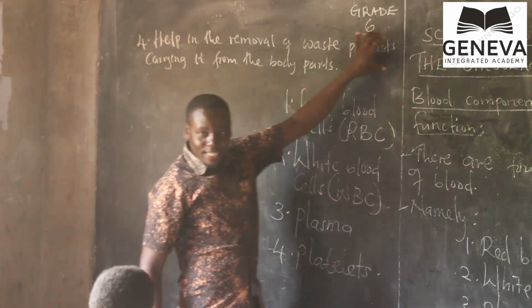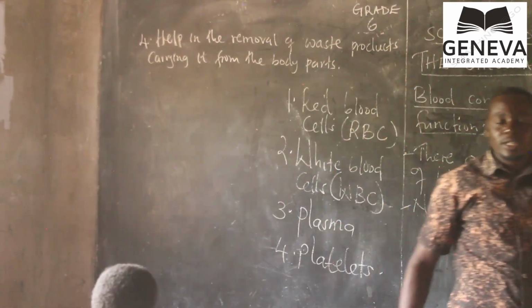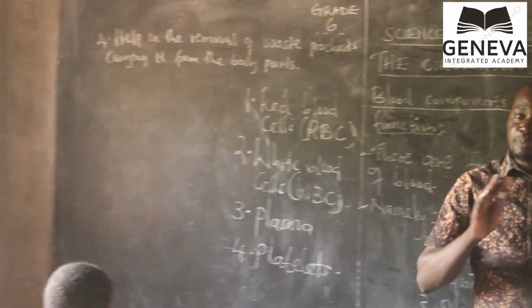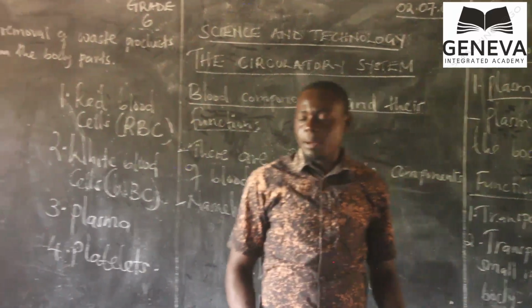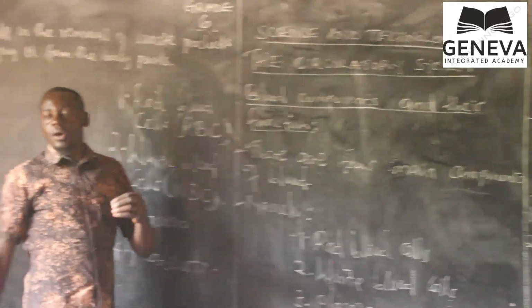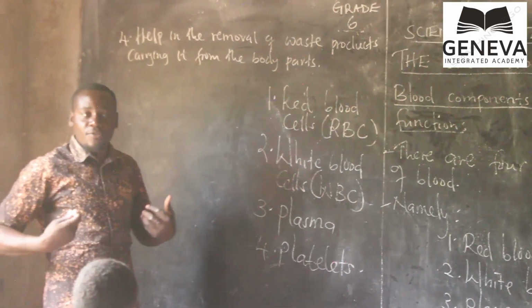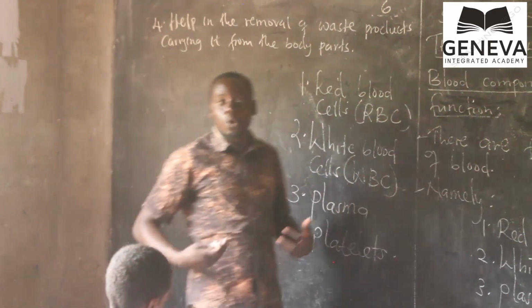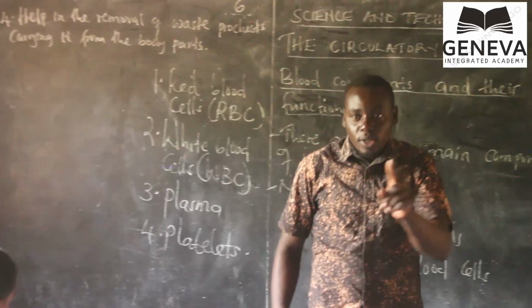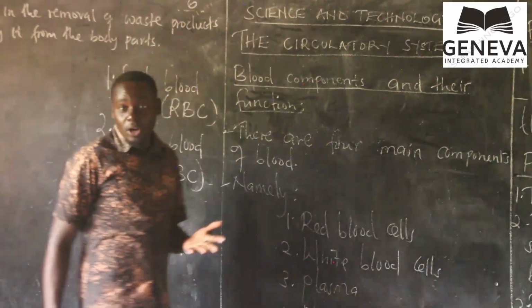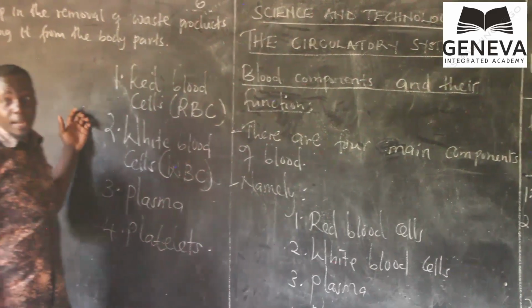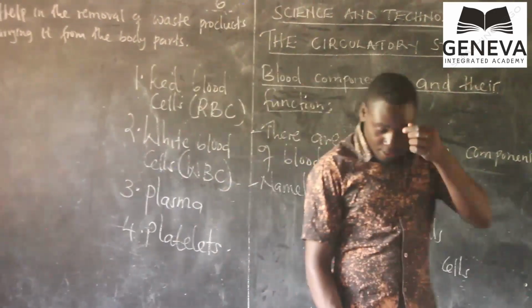Waste products are materials that cannot help the body to sustain itself. For example, if we have feces in the body, can feces help you to grow up? You cannot use it because it's not helpful.